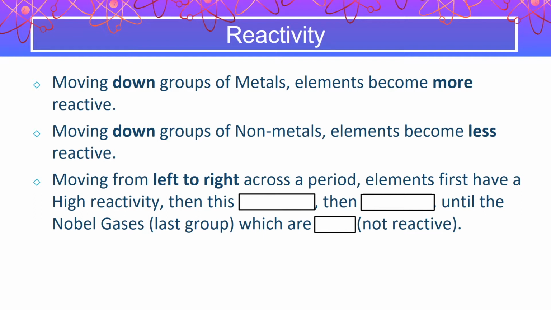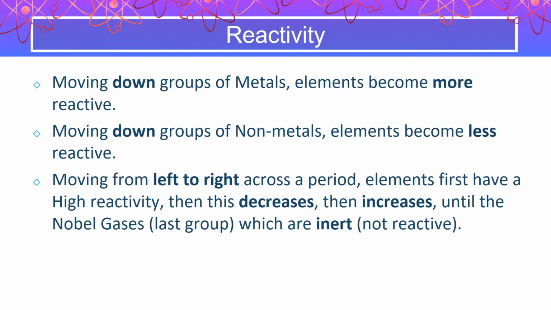The really reactive non-metals are the ones near the top of the periodic table. As you move from left to right across a period, we see a really weird pattern occurring because on the left, we have really high reactivity. As you move to the right, reactivity decreases. But then it will start to increase again until you get to about group 17. Group 17 is really reactive again. But as soon as you get to group 18, the last group, your noble gases, you're getting to a group that is inert and non-reactive. So it goes really high, it drops down, comes back up, and then it goes to completely nothing. So that's how reactivity changes as you go left to right across a period.